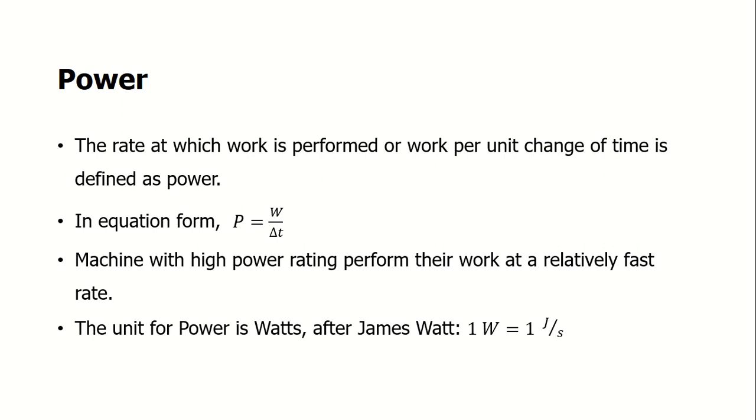The unit of power is watts, also abbreviated W. Don't get it confused with work. This is after James Watt. Since work is in joules and time is in seconds, the SI unit is watts. Joules over second is watts. Please, again, do not confuse it with the symbol for work, which is W.